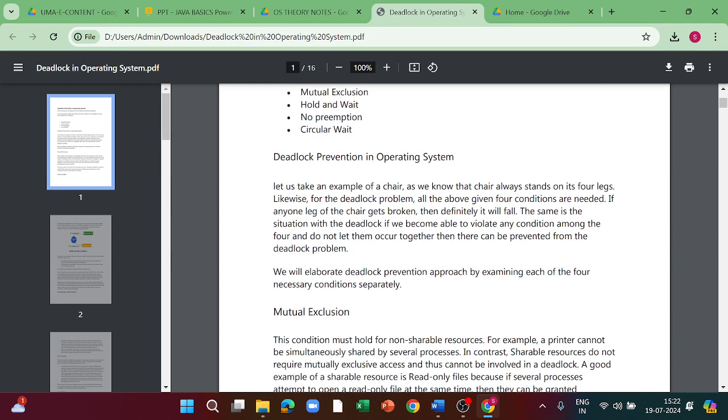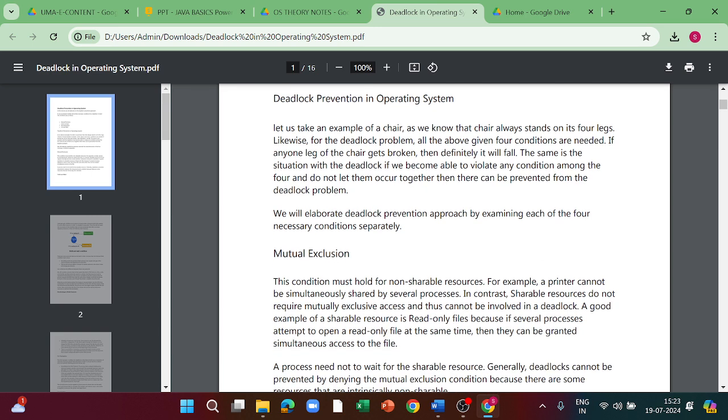In general, for an example, let us consider a chair with four legs. For a chair to stand erect, we need all these four legs. It is similar in deadlock prevention also. The four conditions above are needed for deadlock. We can elaborately discuss deadlock prevention by examining each necessary condition separately.